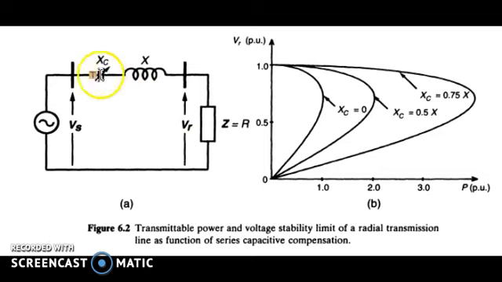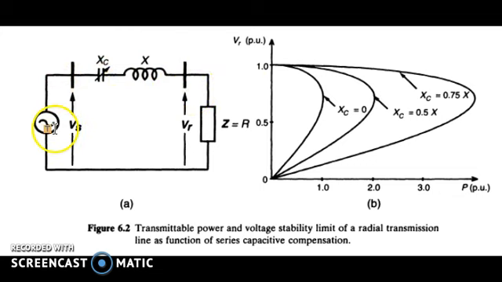Whereas when you add a series component like what we have here, we are adding a controlled voltage source in series between the source, or the generator, and the load. This reactive voltage source controls the power flow between the two points.